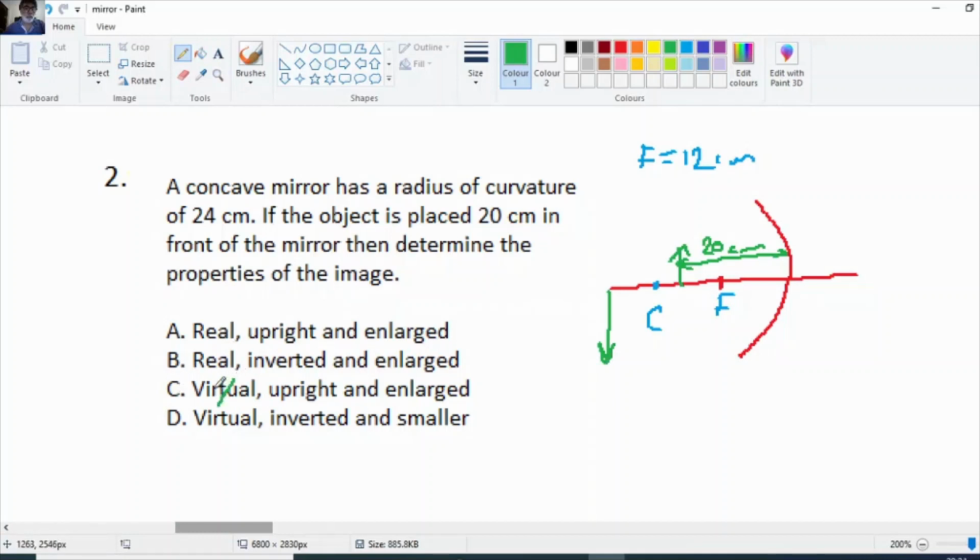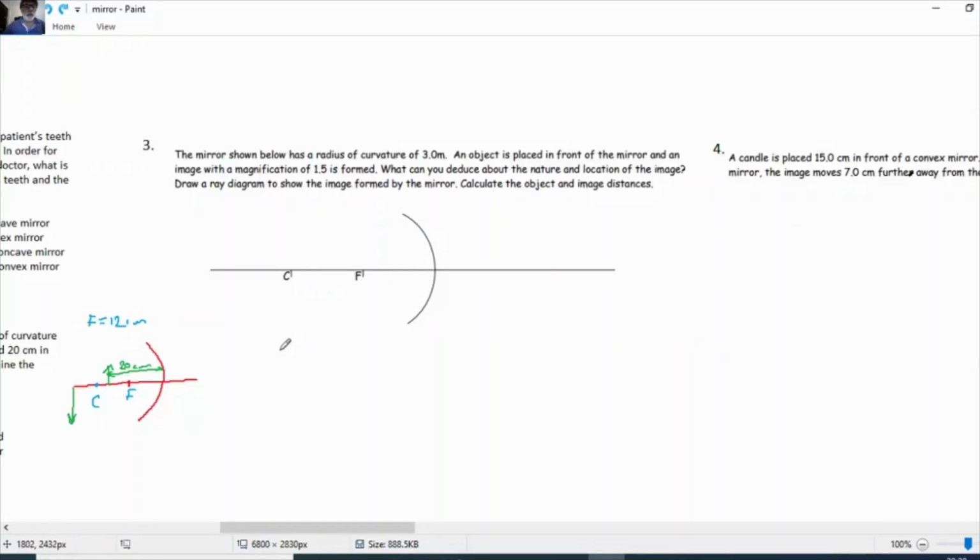That's why it's a real image. So we are going to cross out C and D. They are not correct answers. And the image is inverted. As you see, it is not upright. So the correct answer is B, and it is enlarged also. As you see, the image is bigger than the object. So the correct answer is B. Let's go to the next example.